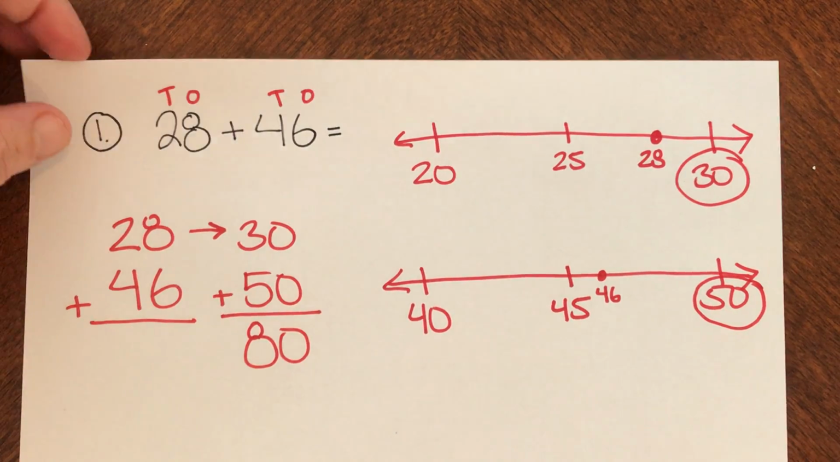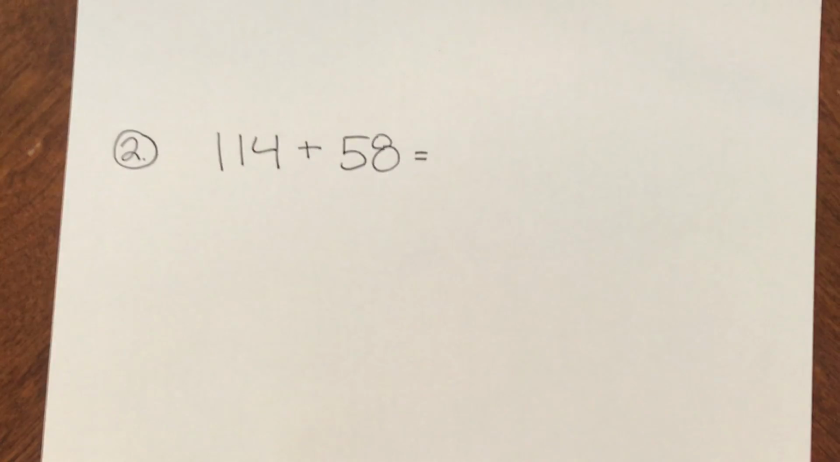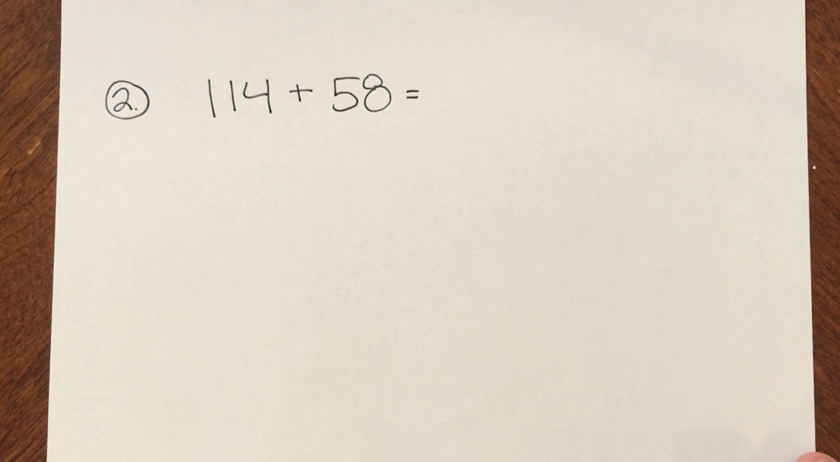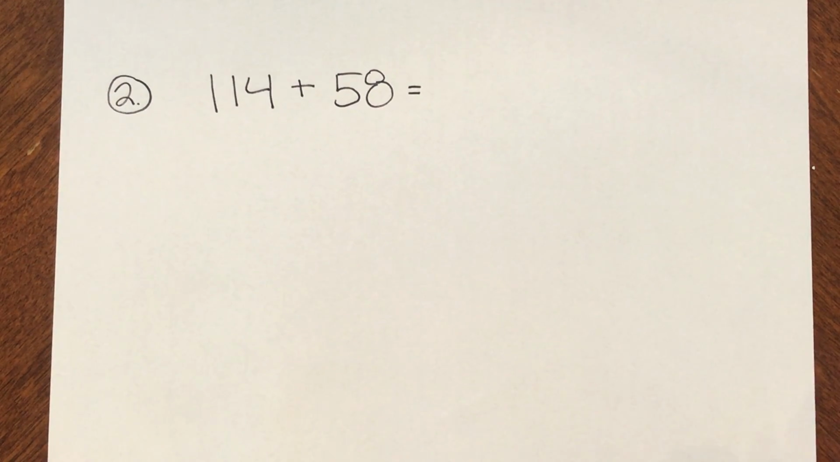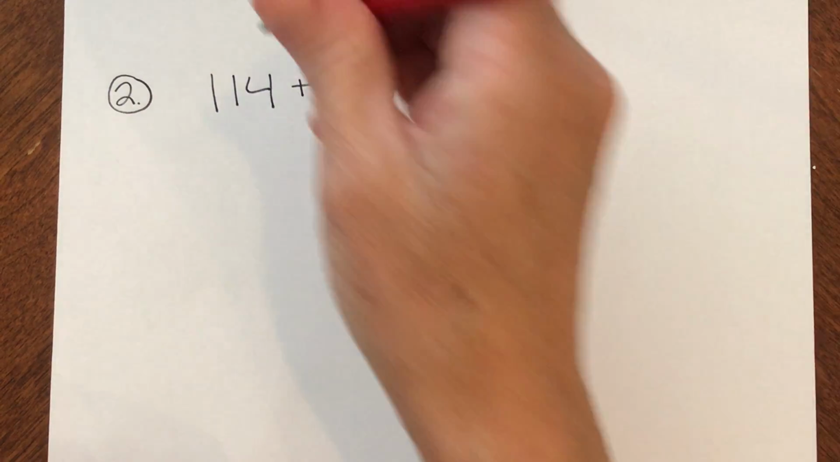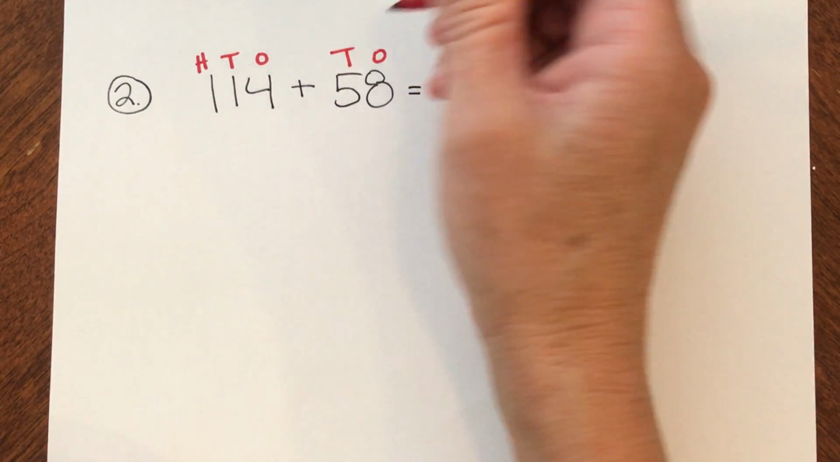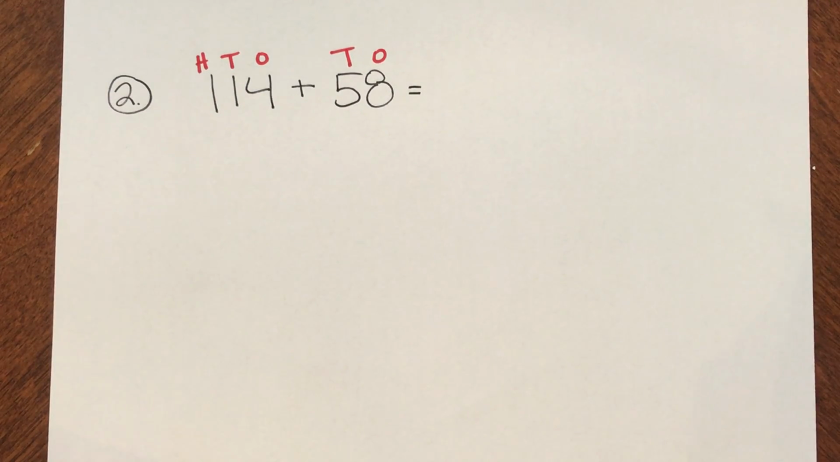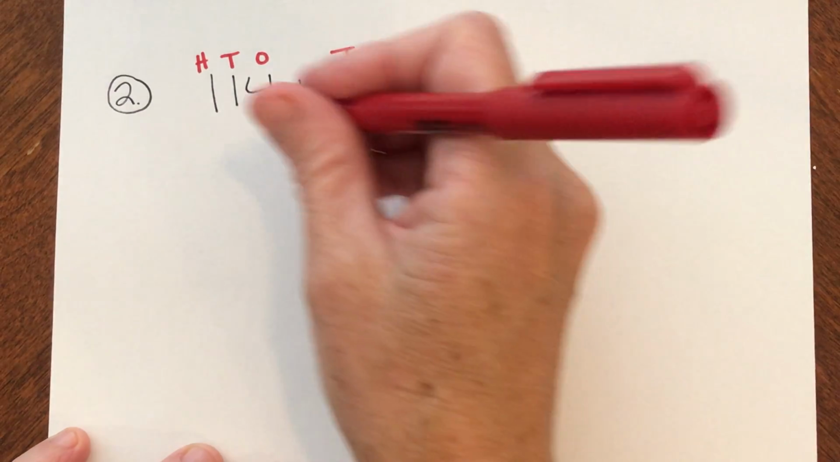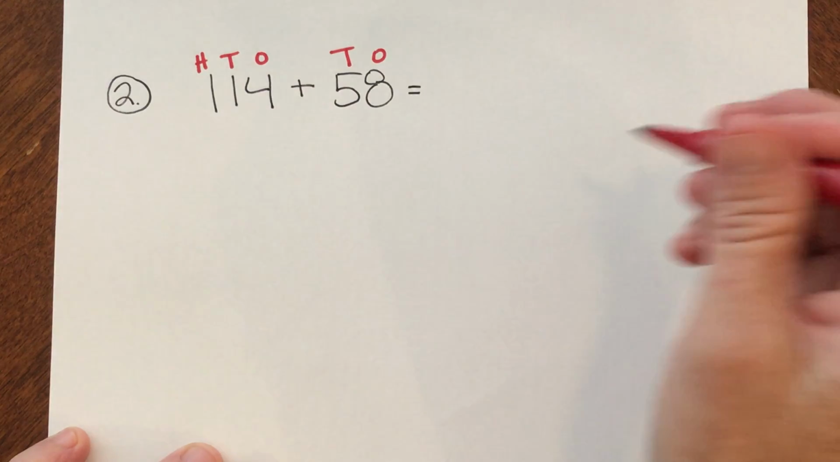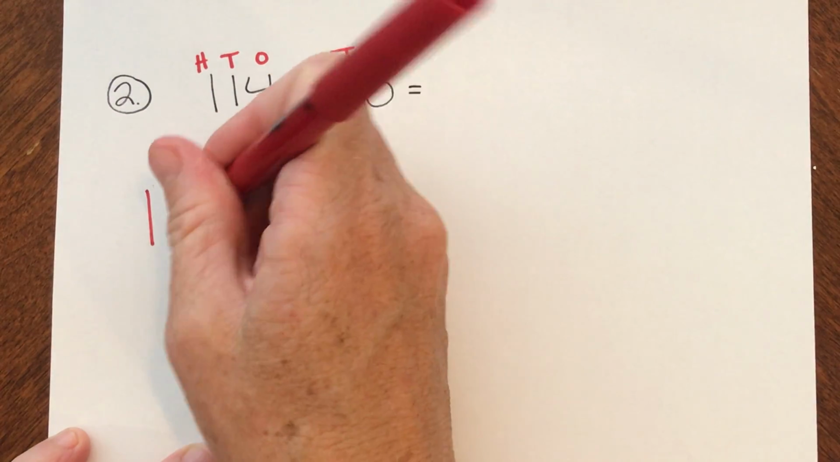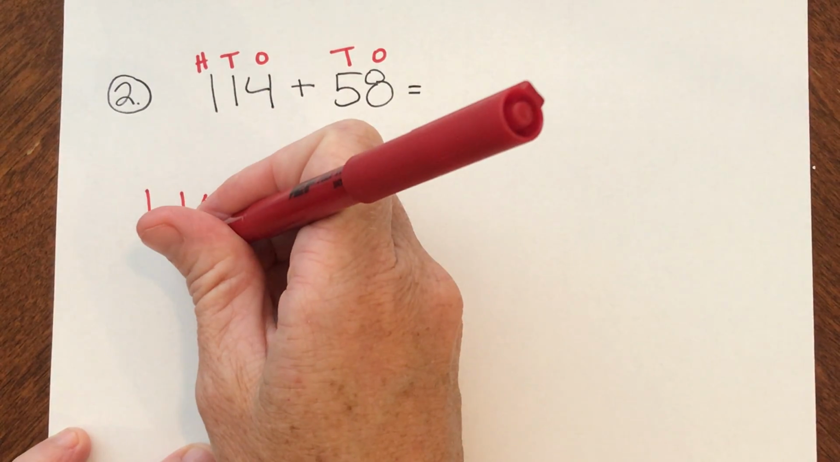Okay, let's look at another one of these, boys and girls. I have 114 plus 58 as my two addends. So I'm going to do my place values: ones, tens, hundreds, ones, tens. Okay, and my first one is 114. So let me set up my equation. I'm going to set it up this way.